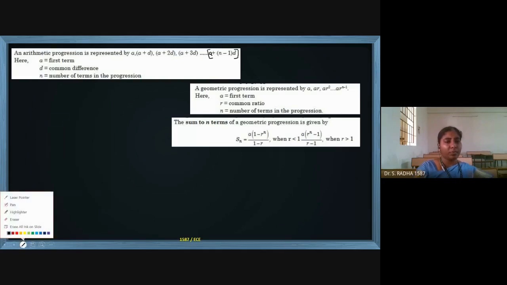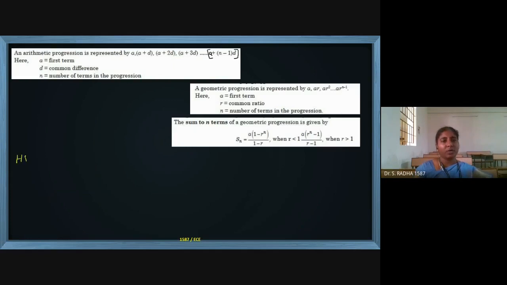Coming to harmonic progression, it is an inverse. It is the reciprocal of arithmetic progression. So HP, harmonic progression, will be like this: 1 by A, 1 by A plus D, then 1 by A plus 2D. All the denominators, if you take, will be in AP, arithmetic progression. So those reciprocal representations are called harmonic progression. This is the nth term, 1 by A plus n minus 1 into D.